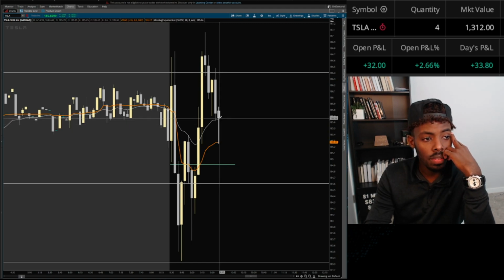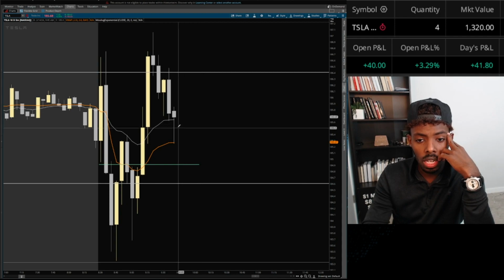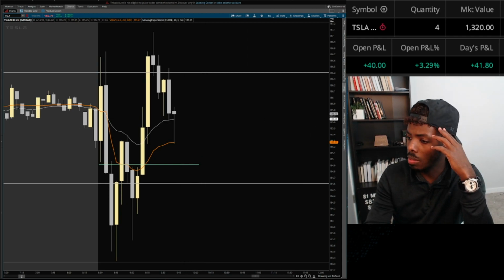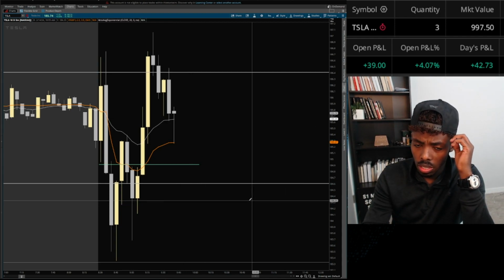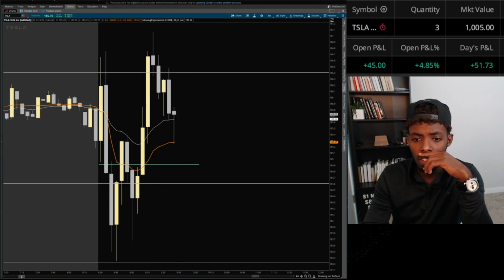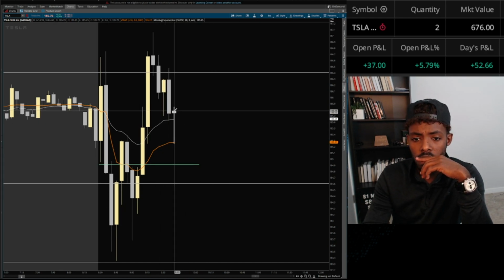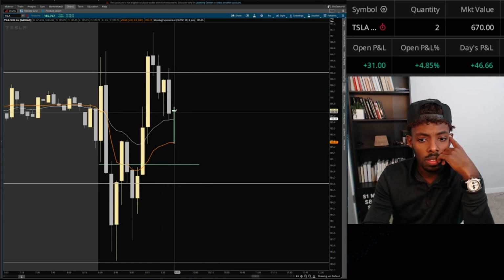Okay, we're now above the VWAP. Got pushed above the VWAP. Let's go ahead and get one out real quick. We're at 5% right now. I do like this. Went ahead and sold one more. I took half off right now.